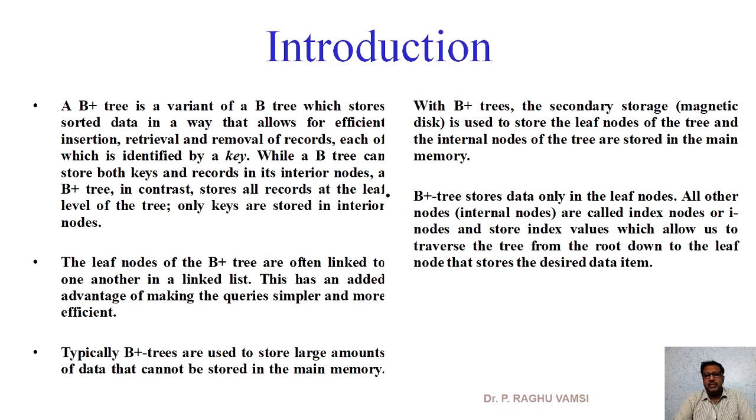B plus tree stores data only in the leaf nodes. All other nodes are called index nodes or I nodes, and store index values, which allow us to traverse the tree from the root down to the leaf node that stores the desired data items. This is the way a B plus tree is arranged. So B plus tree is a little variant of B tree, with these additional properties that a B plus tree has.